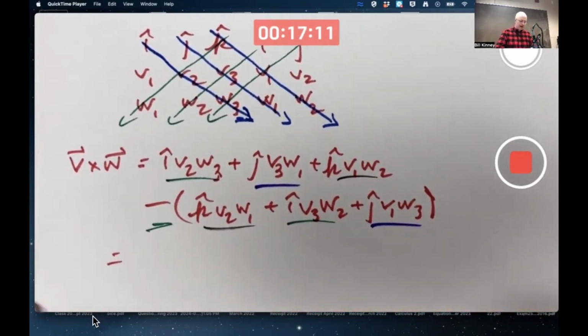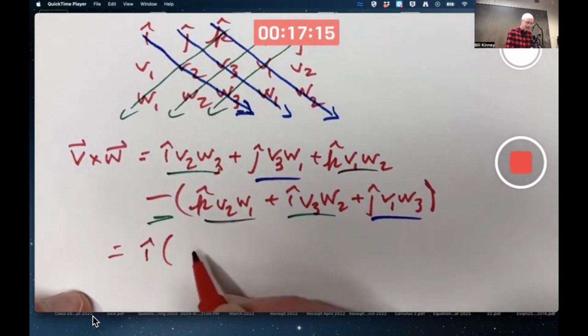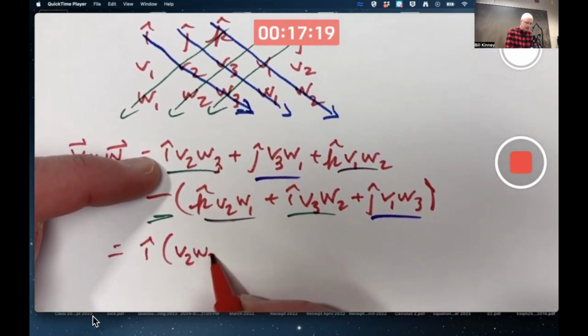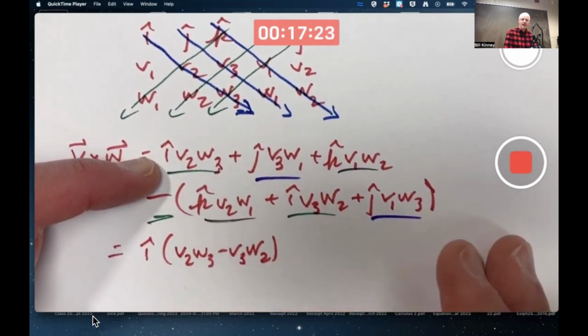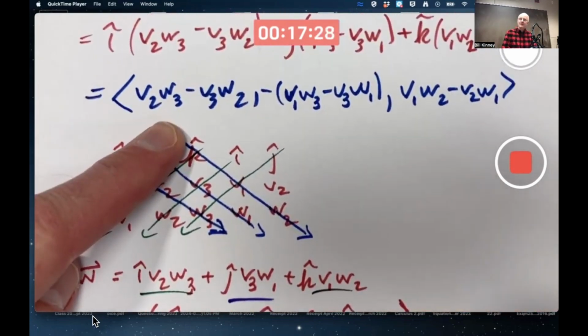So the I hat terms are going to be I hat times V2 W3 minus V3 W2. It matches this: V2 W3 minus V3 W2.